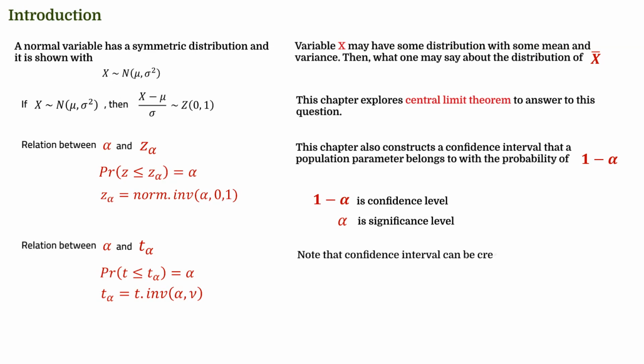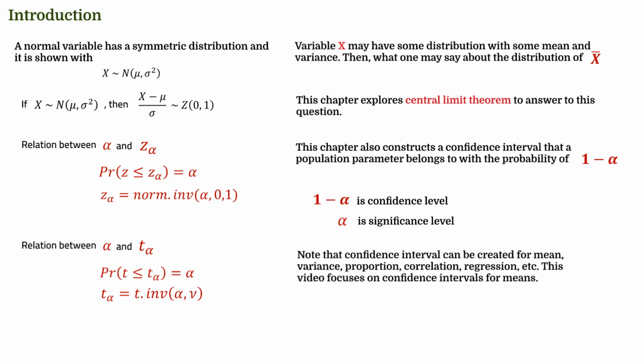Note that the confidence interval can be created for mean, variance, proportion, correlation, regression, etc. This video focuses on confidence intervals for means. When calculating z alpha and t alpha, consider their absolute values in this chapter. Sometimes they can be negative, but we have to consider their positive value for the purpose of this chapter.